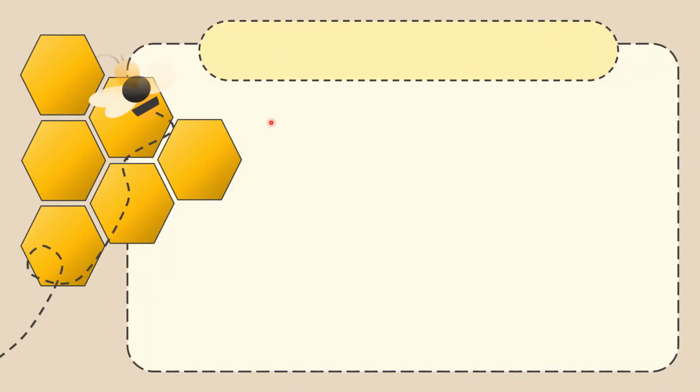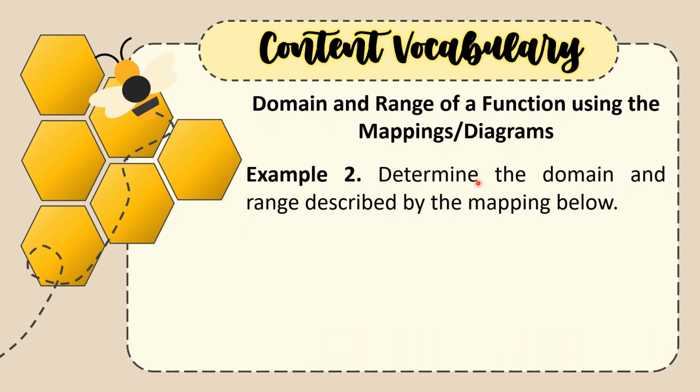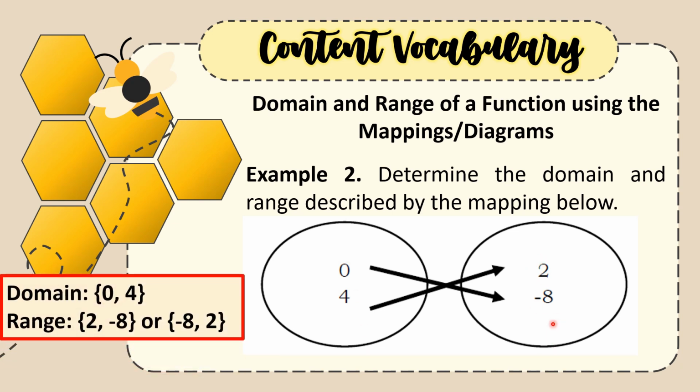Now let us proceed to the domain and range of a function using mappings or diagrams. For example number 2, determine the domain and range described by the mapping below. So we are given a map. The domain and range are easily recognized in the mapping. The domain is the first set of numbers in the diagram, and the range is the second set of numbers. Therefore, our domain here is 0 and 4, and our range is 2 and -8, or -8 and 2.